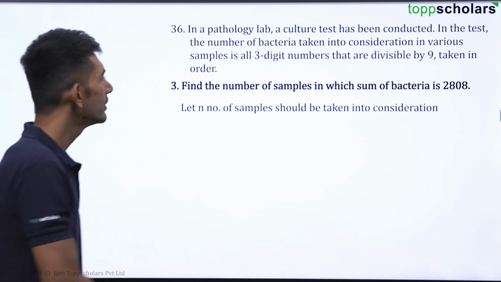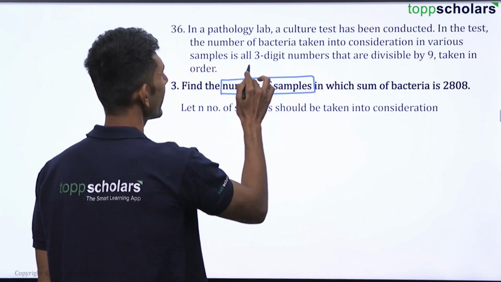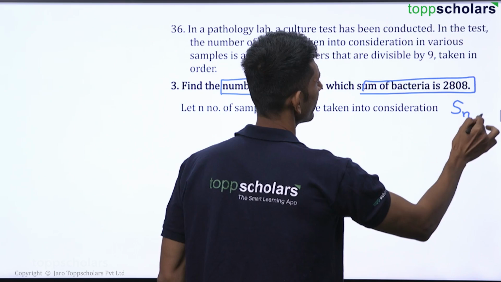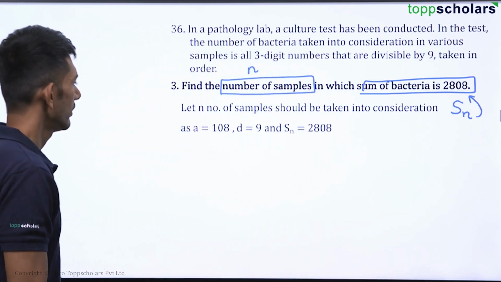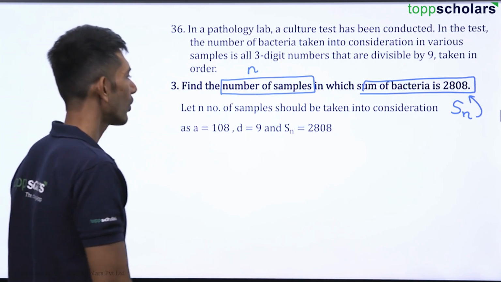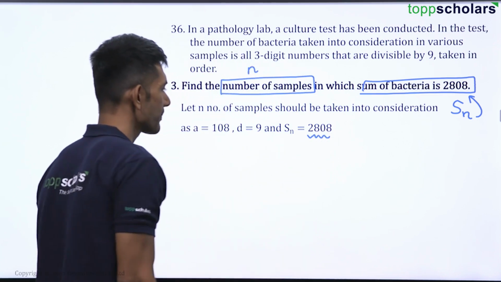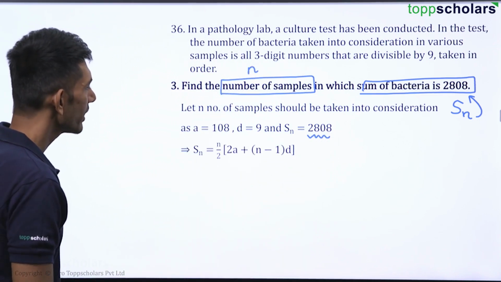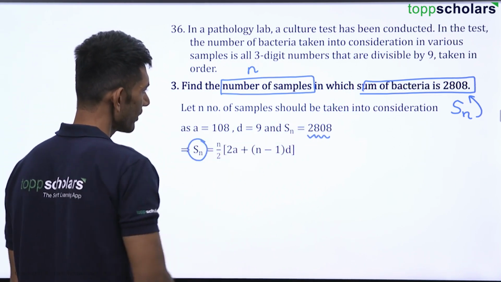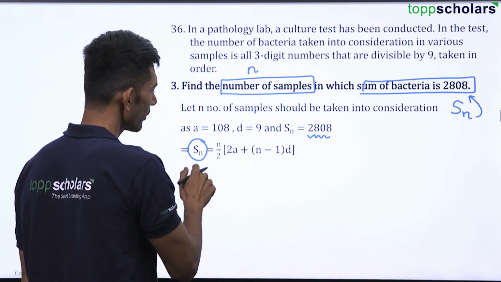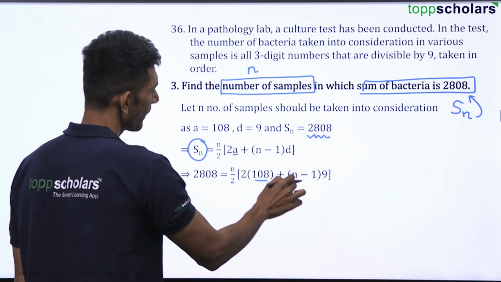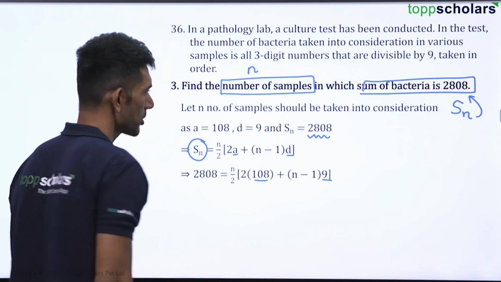Now the OR question. Find the number of samples. That means we are supposed to find n again, where the sum of the bacteria is given. Sn is already given. So what is A? A is 108. What is D? D is 9. What is Sn? Sn is 2808. Correct? We know that Sn is equal to n by 2, 2a plus n minus 1 into d. So Sn is 2808. So can I say 2808 is equal to n by 2 into 2 into A is 108 plus n minus 1, D is what? D is 9.